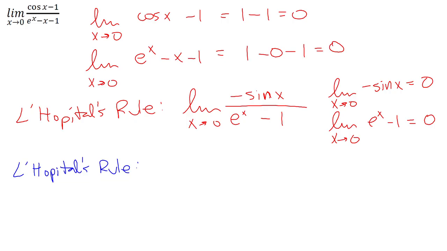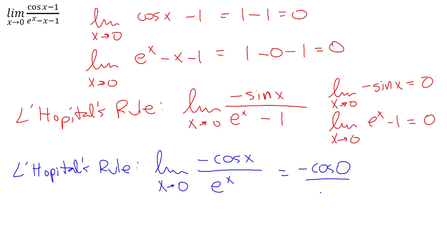Right, that second application of L'Hopital's rule is going to give me a limit as x approaches 0. The derivative of sine is cosine, so the derivative of negative sine is negative cosine. And then the derivative of e to the x is just e to the x, and the minus 1 will go away. And so all we need to do is now plug in 0. We have negative cosine 0 over e to the 0. Cosine of 0 is 1, so that's negative 1 in the numerator. And e to the 0 is 1, so that's 1 in the denominator. And so we end up getting negative 1 as our answer.